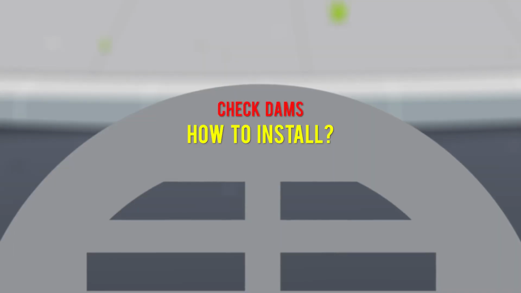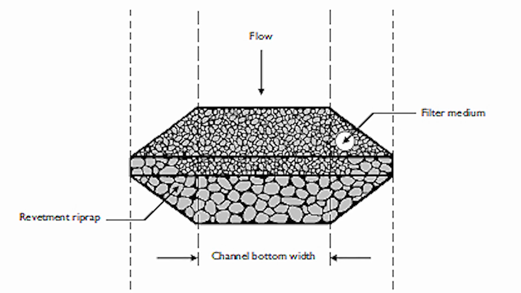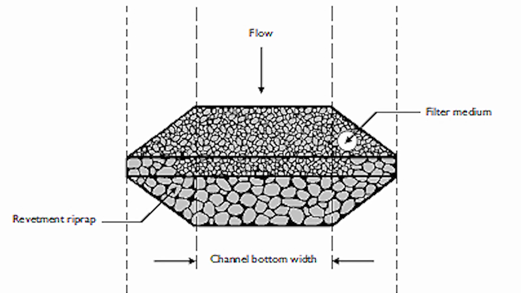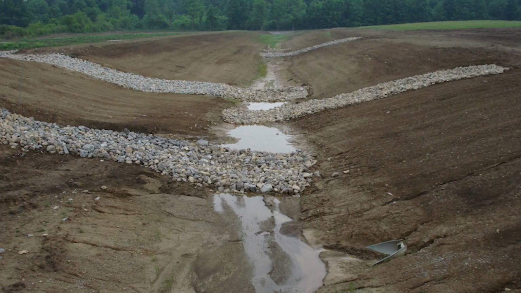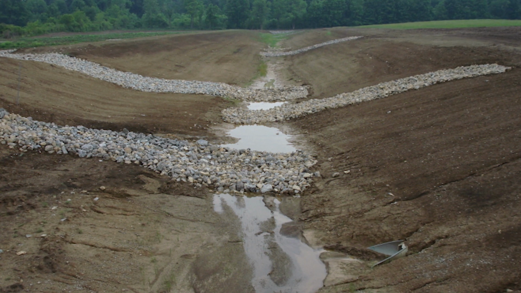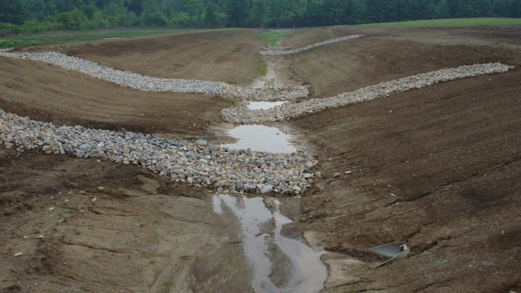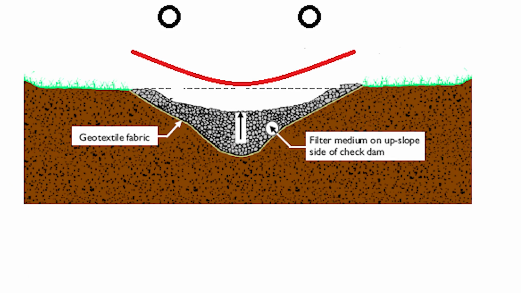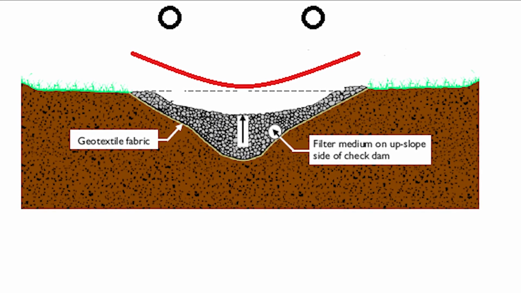How to install. Install filter fabric, riprap, and aggregate to dimensions and grades shown in the construction plans. Install the smaller filter stone on the flow side and properly shaped so they are lower in the middle to allow for water to flow over instead of finding its way around them. The check dam should smile at us.